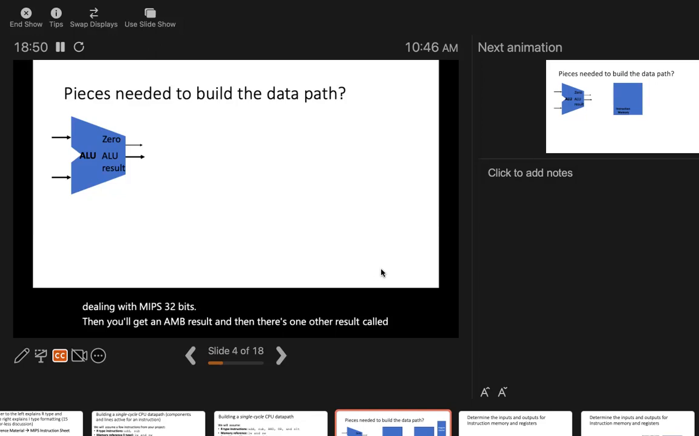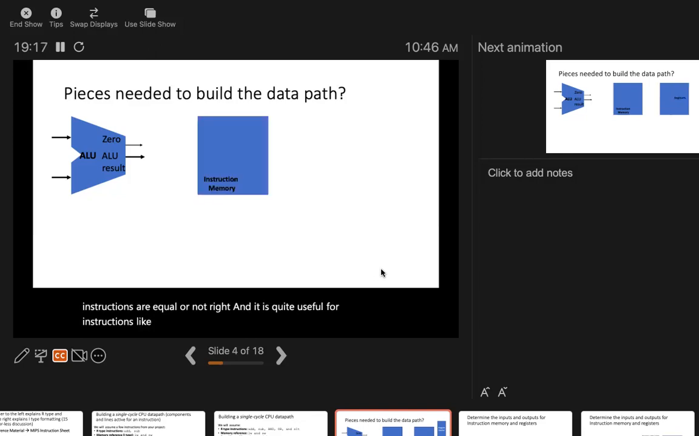It's a flag essentially. The zero flag is often used to determine whether the two values are the same or not. Essentially what happens is your ALU performs a subtraction, A minus B, and if the result is 0, then this flag is raised. And using this flag, you determine whether the values are equal or not, right? And it is quite useful for instructions like branch if equal, even in the case of branch if not equal. So you definitely require an ALU.